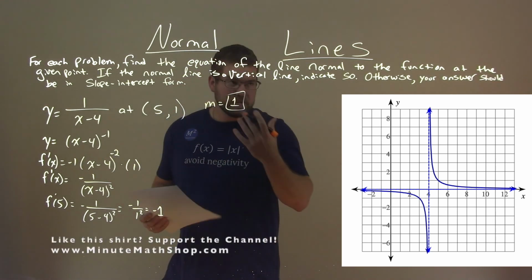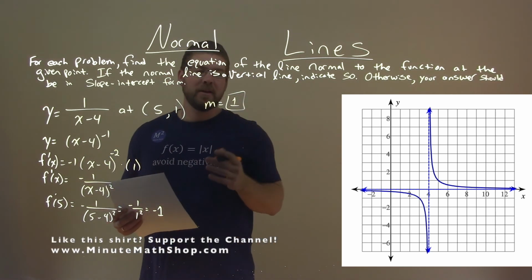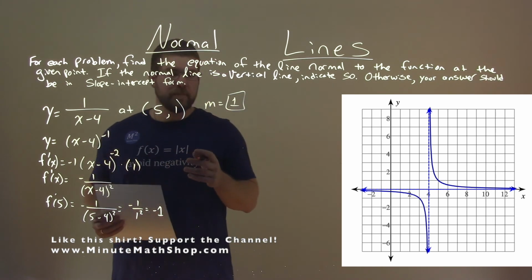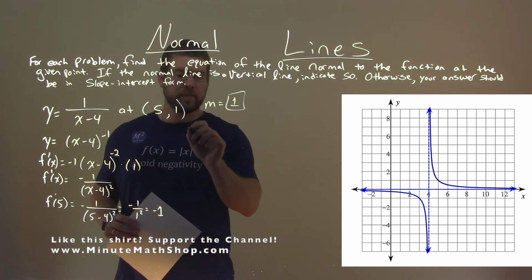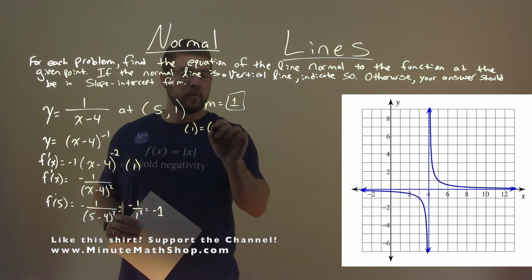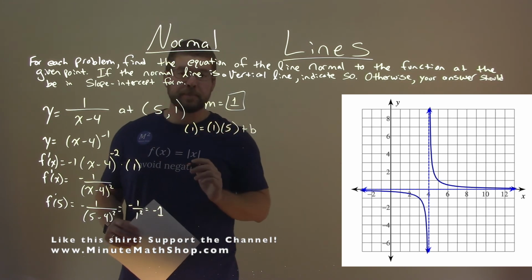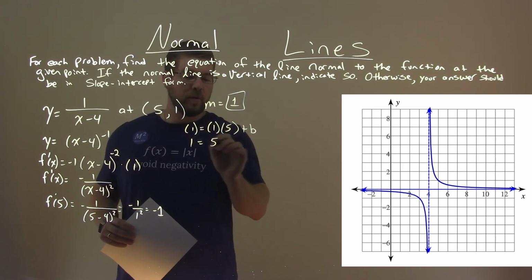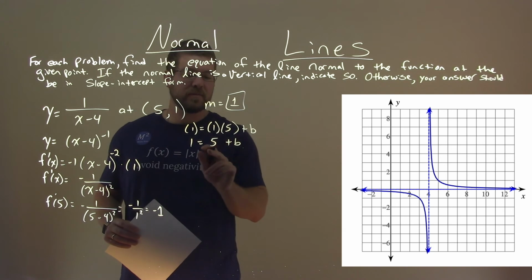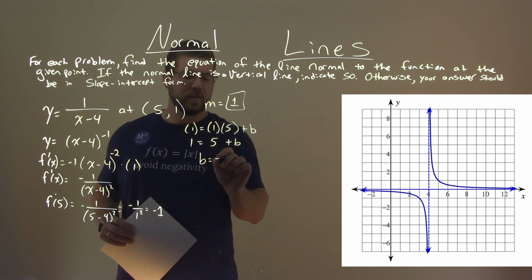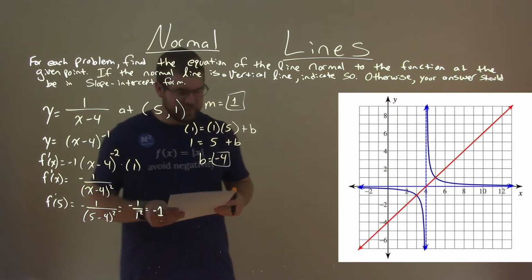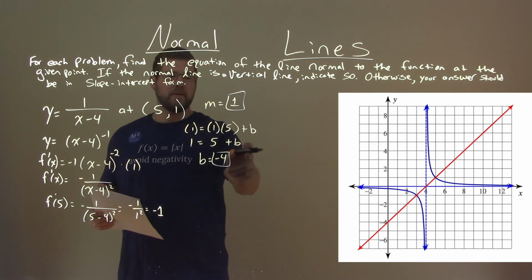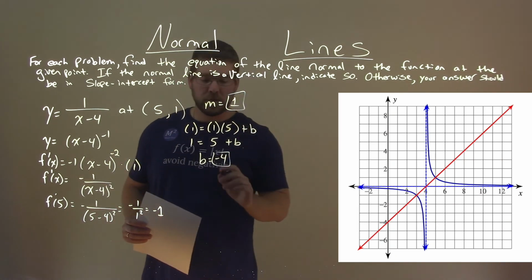Now we need to use algebra. We use our y equals mx plus b form. We have our slope and our coordinate point. Y value 1 equals our slope 1 times the x value 5 plus b. Let's solve for b. Well, 1 times 5 is 5, so we have 1 equals 5 plus b. Subtract a 5 from both sides, and b equals a negative 4. So we have our slope, we have our y-intercept, we have our equation of the function.